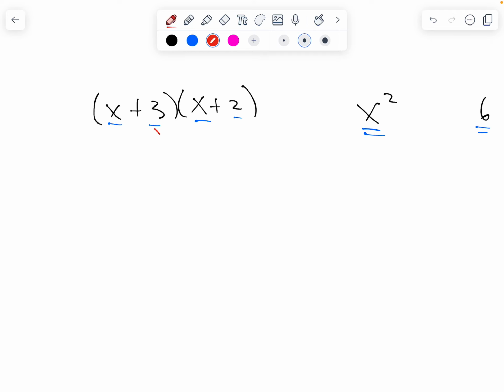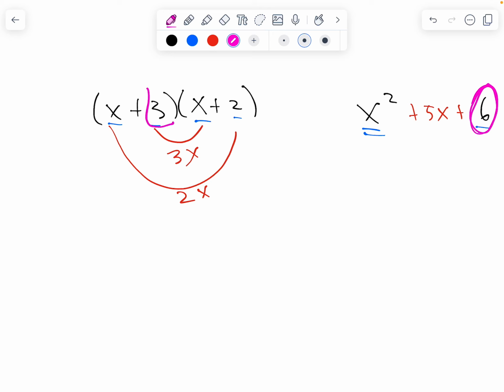I call this the inner loopy. The inner loopy is 3x, and the outer loopy is 2x. Now 3x and 2x is going to equal 5x. We add that together. So if you look at this, let's just look at 6. How do you get 6 from 3 and 2? Well, 3 times 2 is 6. How do you get 5 from 3 and 2? Well, 3 plus 2 is 5.